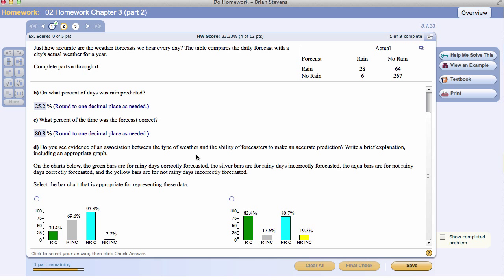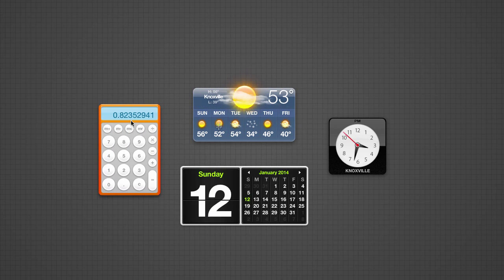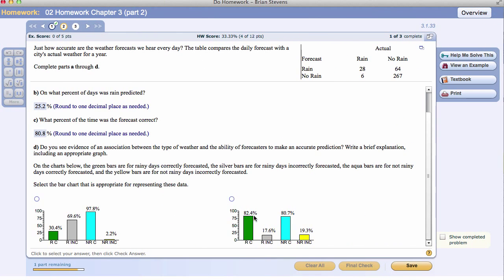What we can do is enter into our calculator 28 divided by 34. And why those two numbers? Because we're looking at, for the days that it rained, did they get it correct, that's what the C means here, or incorrect? There were 34 total days, and we have 28 days that they got it correct out of 34. This is a little bit of an odd graph, and maybe one of the most confusing problems on this homework. Just to validate, 28 divided by 34 is 82.35, which rounds up to 82.4.